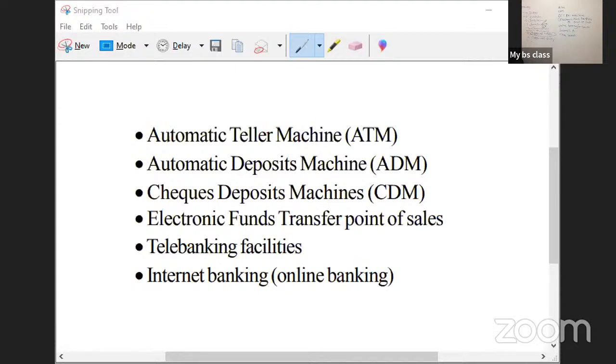That's why I'm referring to page number 8. Take page number 8. Those are the essential facilities you need to have in order to use electronic money.